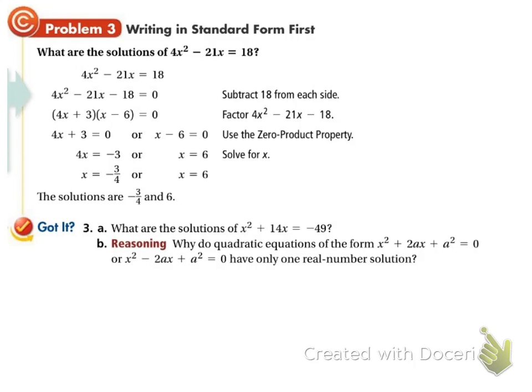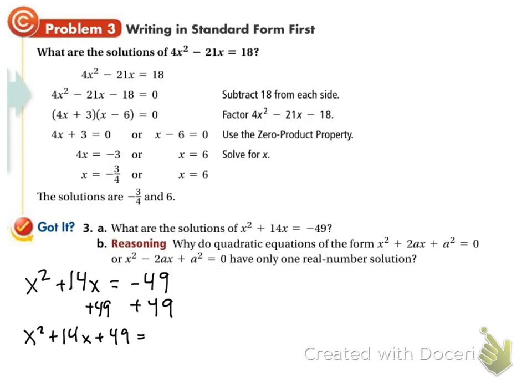Okay, and sometimes it's not written in standard form. So we've got this problem here: x squared plus 14x is equal to negative 49. Whenever we need to factor and set the two equations equal to 0, all the ones we did before were always equal to 0. It didn't have a number. So we need to move that number over. I need to get rid of that and make it 0, so I'm going to add 49 to both sides. So x squared plus 14x plus 49 equals 0.